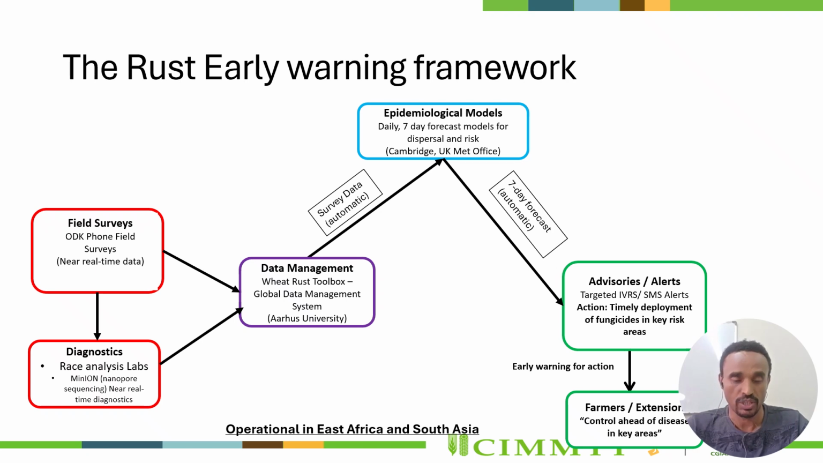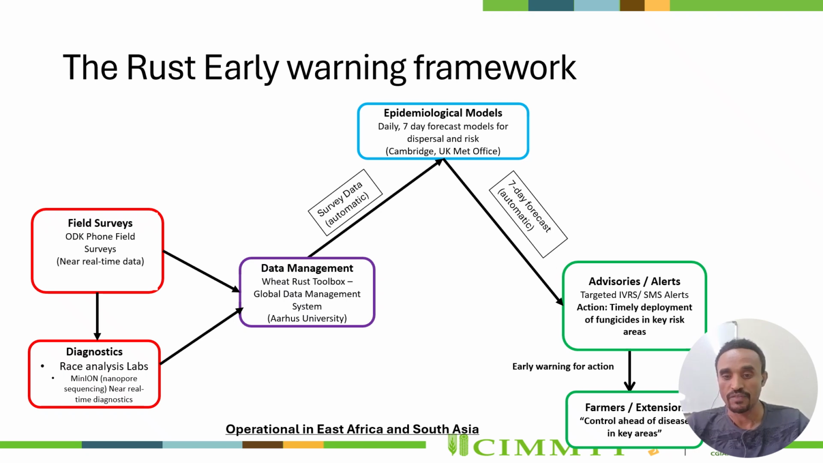we do diagnostic works, and the result of this diagnostic work from the risk analysis and the MinION will also be transferred to the data management platform we have, and then the data in the data management platform, also called the WeTrust toolbox, will be automatically captured by the epidemiological model that is hosted at Cambridge University. That model uses data from the UK Met Office and also the survey data to generate advisories and alerts.